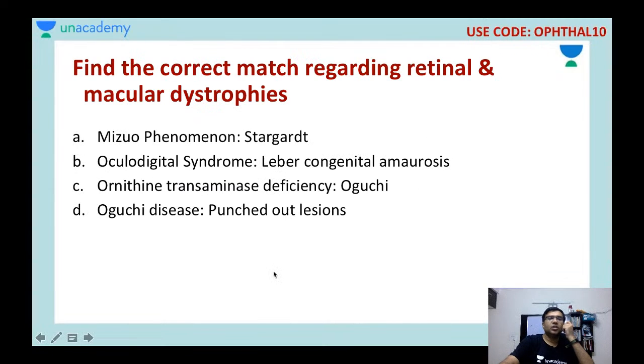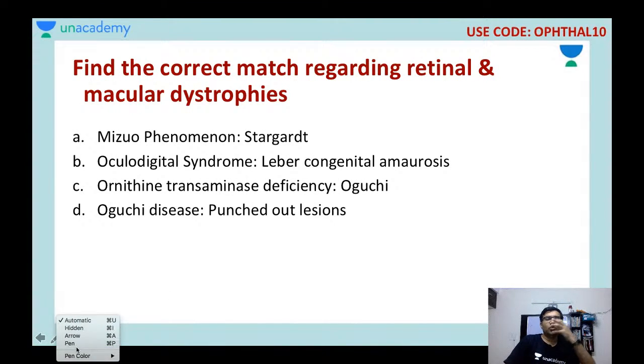Okay, chalo. Let's move to the next question, which is basically matching the retinal and macular dystrophies. Mizuo phenomenon, it is seen in the Stargardt's; oculodigital syndrome, Leber congenital amaurosis; ornithine transaminase deficiency seen in Oguchi's; and Oguchi disease has the punched out lesions. Which of the following is the true match?